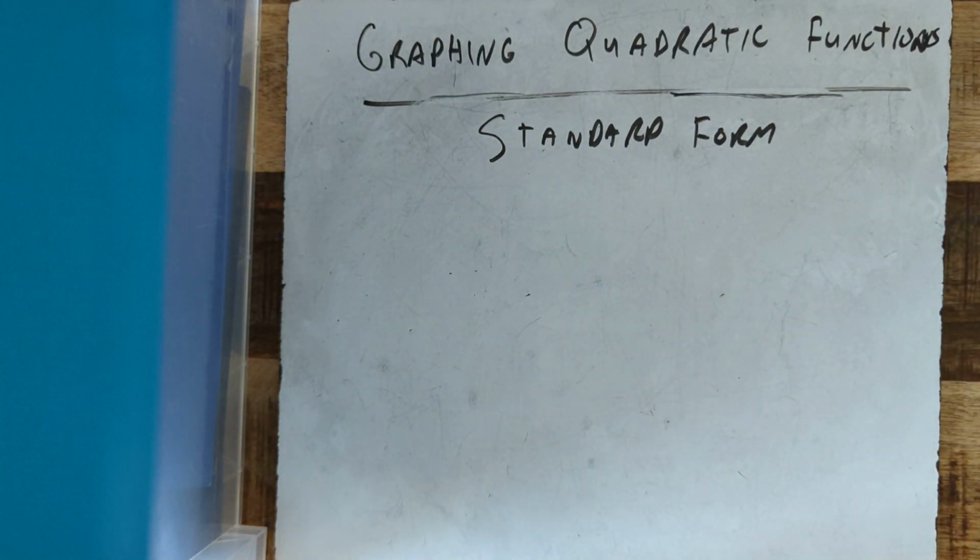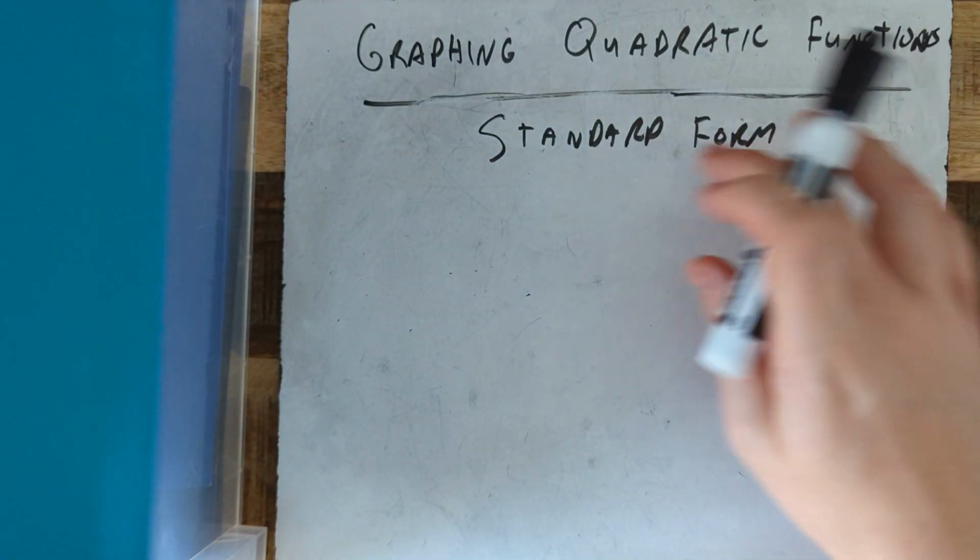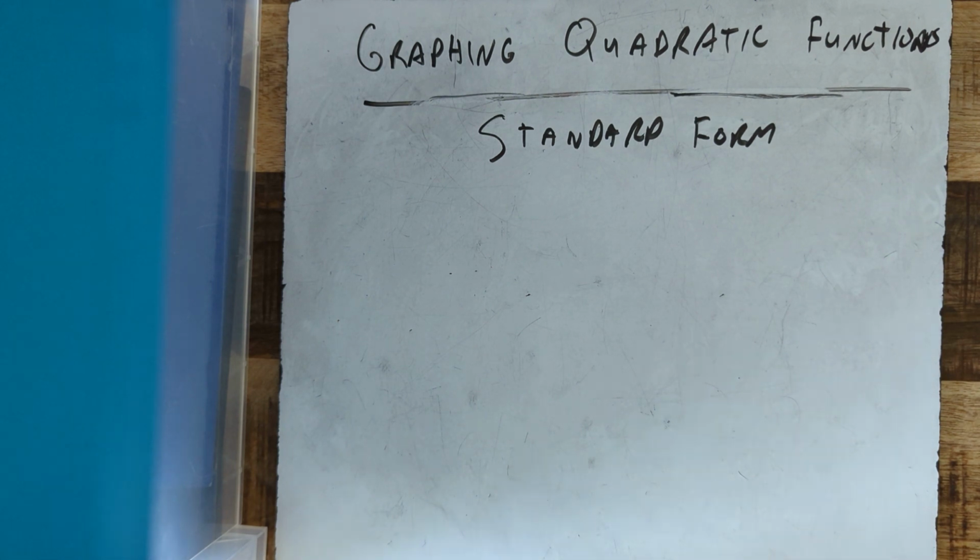All right, our next topic is graphing quadratic functions using standard form. So previously we've talked about using basic graphs with our parent graph of x squared, and we have talked about using vertex form to graph a quadratic function. Now we're going to use standard form.